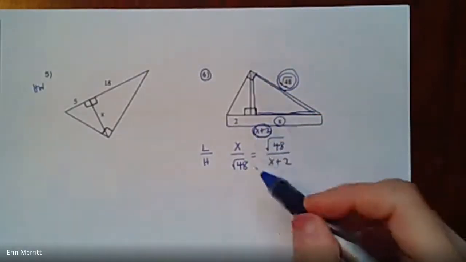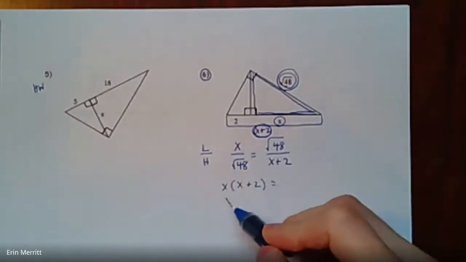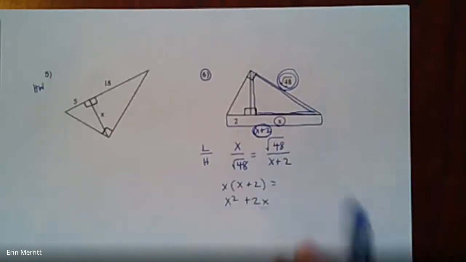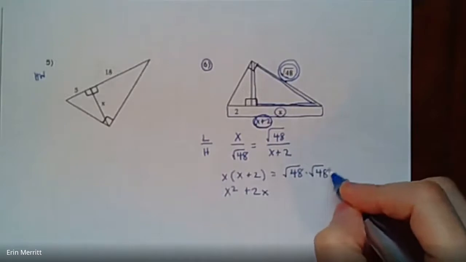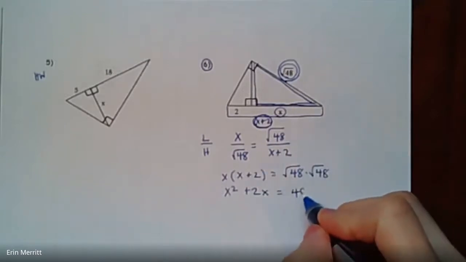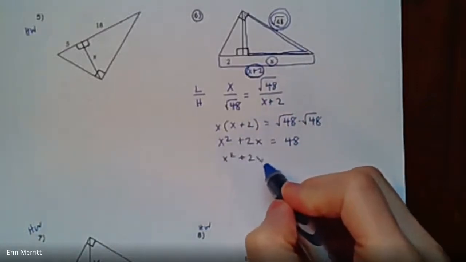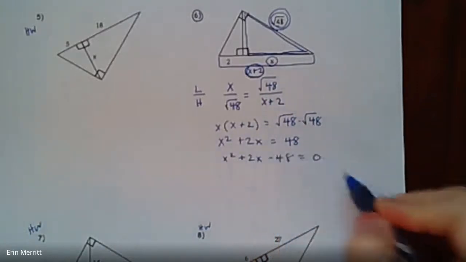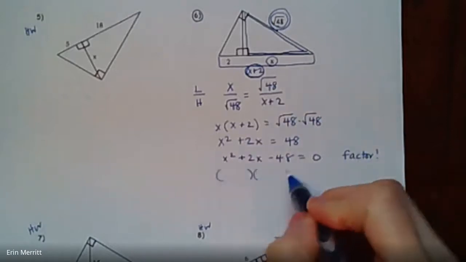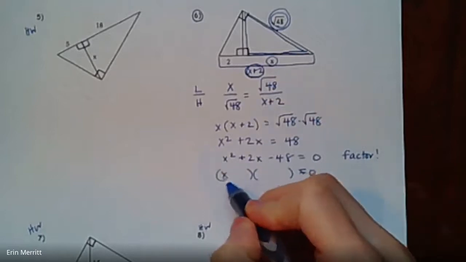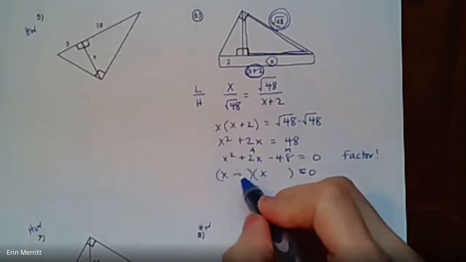All right. I picked this one on purpose because when we cross multiply, a couple things are happening. We are going to get a quadratic here of x squared plus 2x. And then radical 48 times radical 48 is really radical 48 squared, or just 48 all by itself. So move it on over so that we can get this equal to 0 and then factor. So when we factor, we're looking for two numbers that add to 2, multiply to negative 48.